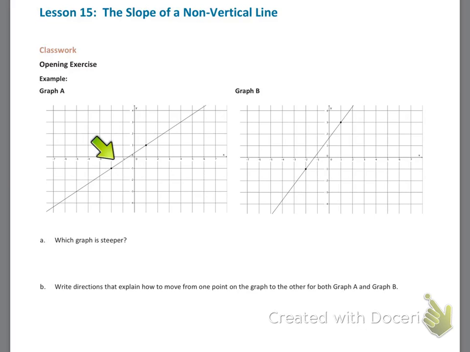Okay, so did you see that graph B is actually the steeper graph? Think in terms of if this was a mountain and you were walking up it, this one definitely appears steeper. Okay, so the idea of slope is the idea of steepness, like how steep or not so steep is a line. So we could write here, under which graph is steeper, we would say graph B looks steeper.